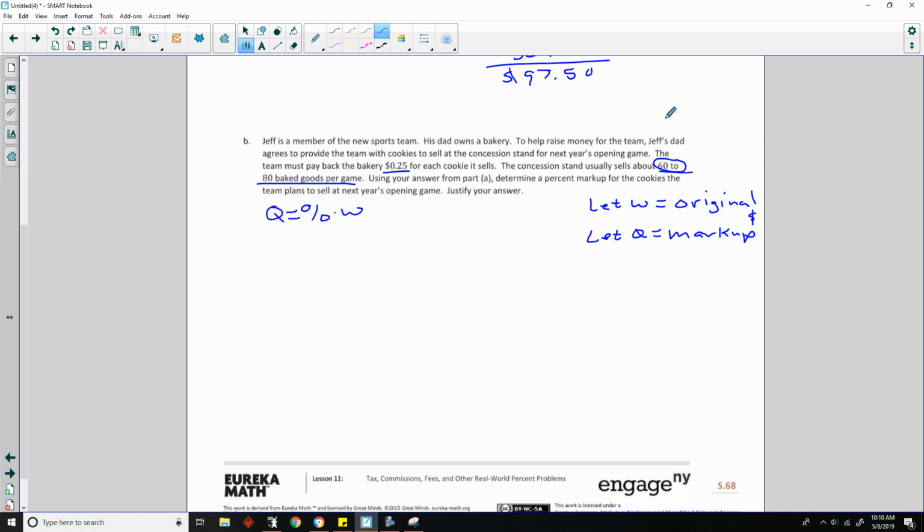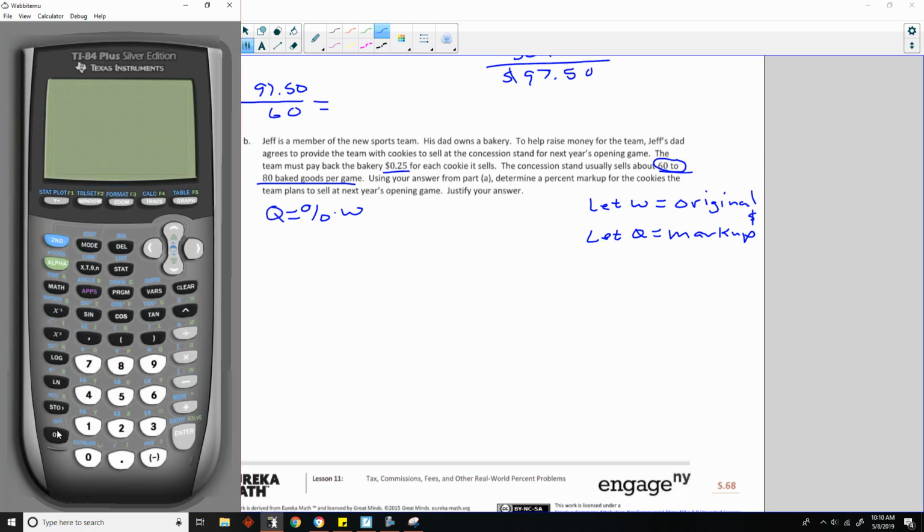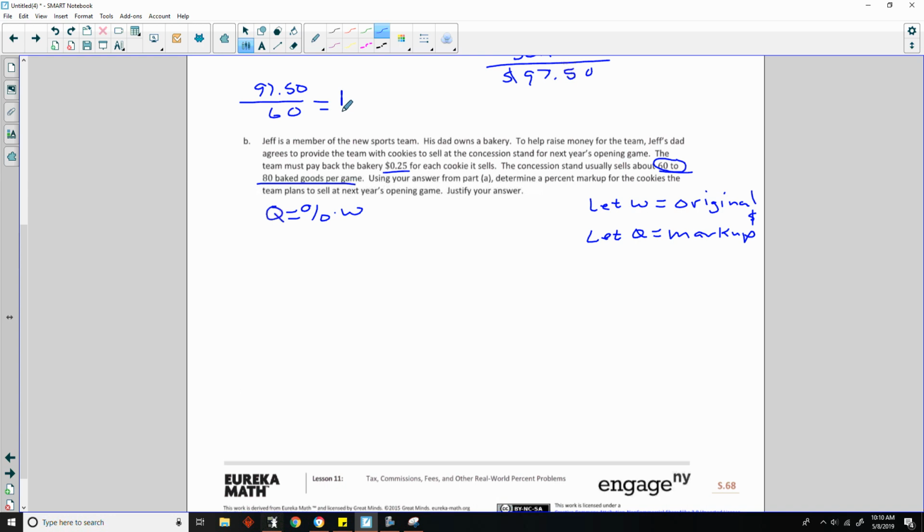So if I take $97.50 and divide it by 60 cookies, then what do I get? So if I take the calculator and take the $97.50 that we need to make and divide that by 60, that's going to be $1.63 per cookie. Okay, so I'm just going to write that, $1.63 per cookie if we sell 60.